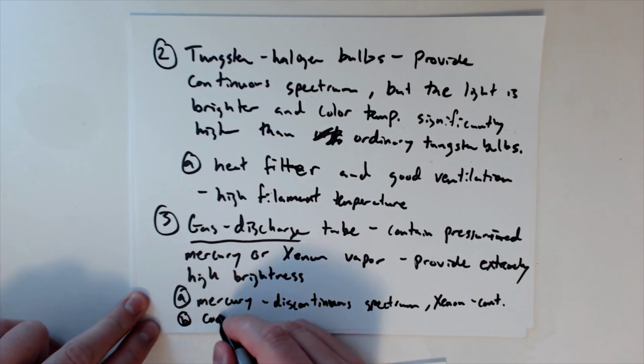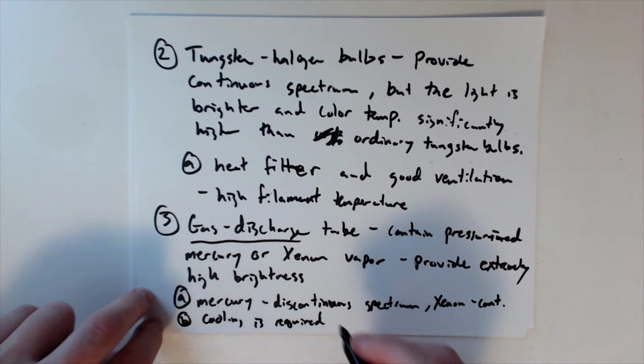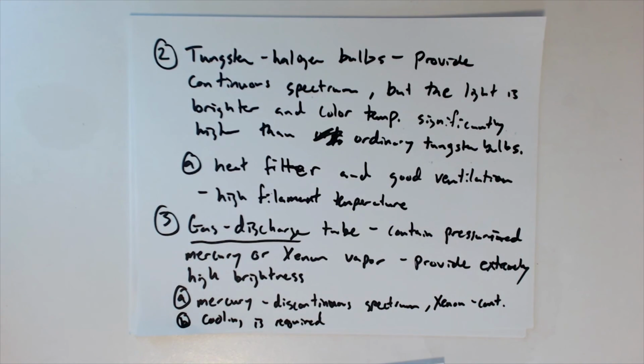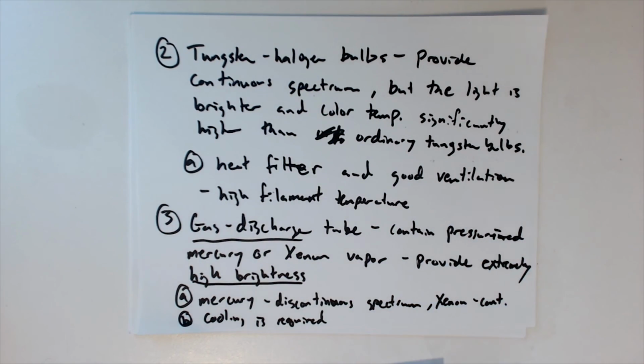And also cooling, just like the halogen, is required because of these high temperatures that we have. So again, anytime you have to add additional systems for cooling, for example, there's going to be added cost. And so to get the higher brightnesses that we have with gas discharge or with the halogen bulbs, these give us additional cost. So it's really sometimes a trade-off of what you need and the budget that you have for this system.